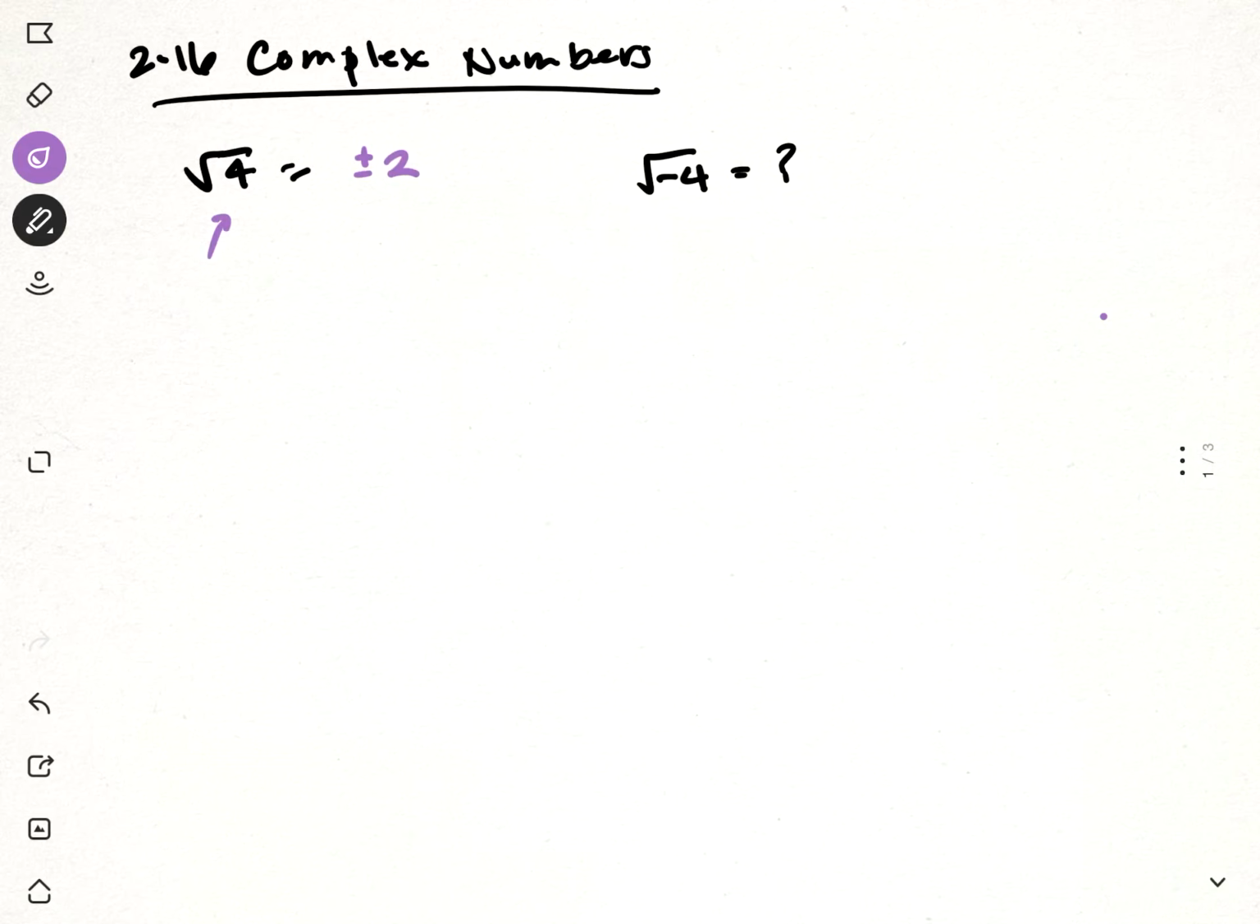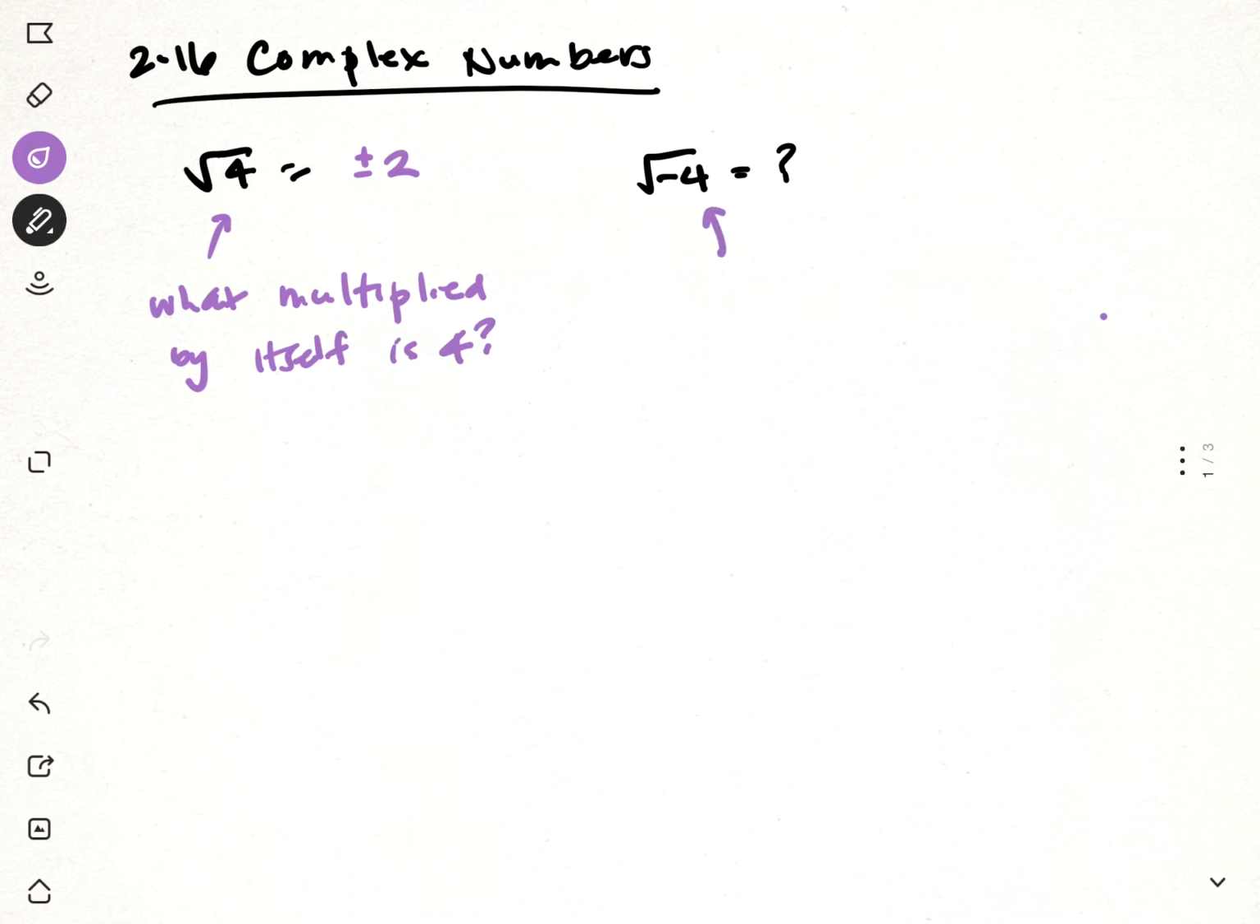Another way to think about a square root: the square root is asking us what multiplied by itself is 4. We know that 2 times 2 is 4, but we also know that negative 2 times negative 2 is 4, because the two negatives cancel each other out.